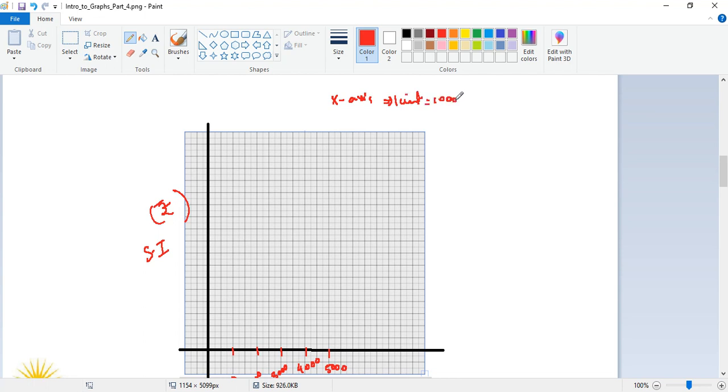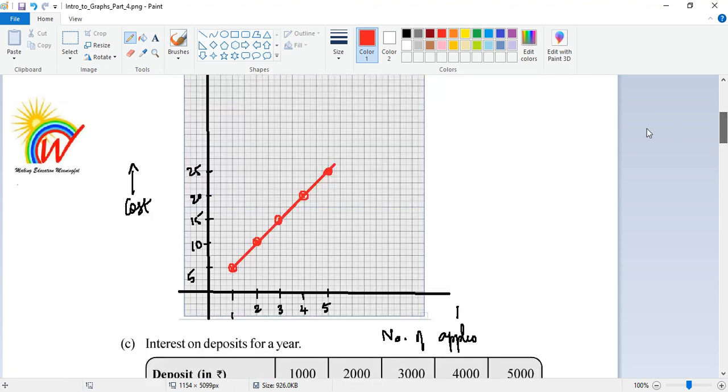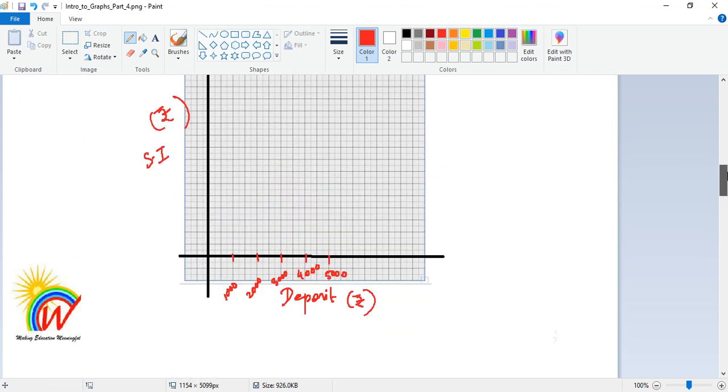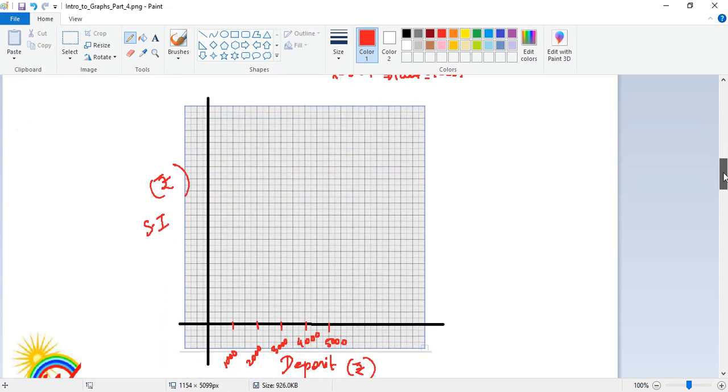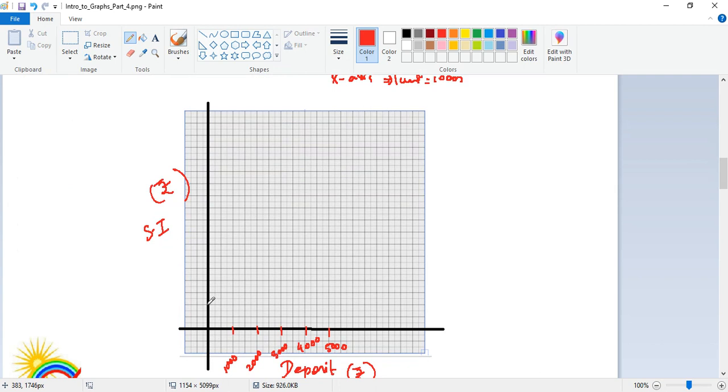All right. So if you go to the previous problem, you can say that on the x-axis 1 unit is 1 apple. And on the y-axis, 1 unit is how much? 1 unit is 5 rupees. From here to here, 5 rupees. Okay. So now come to the second one. In this graph, the simple interest ranges from 80 to 400. So let me take 80 to 400 to be, let us say, 50, 100.